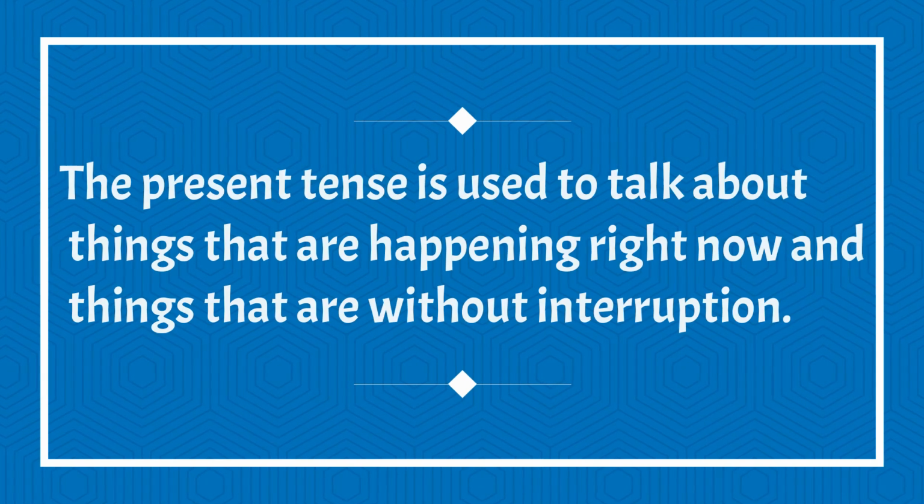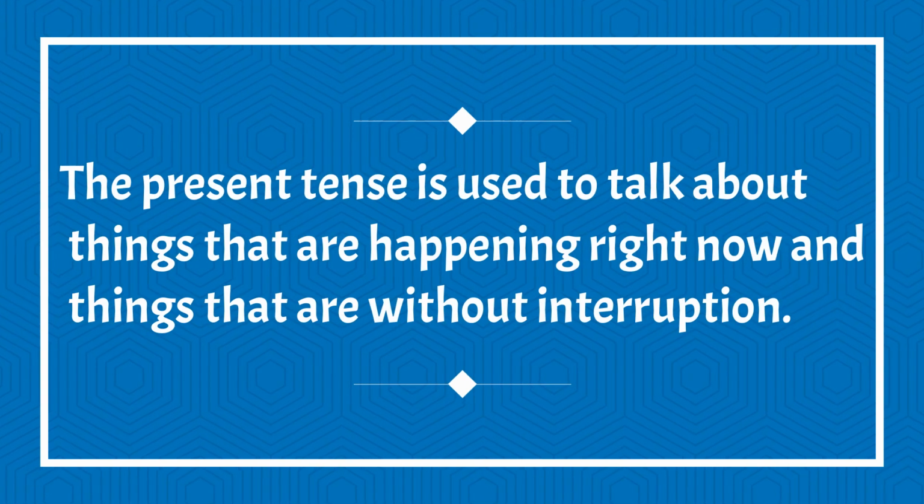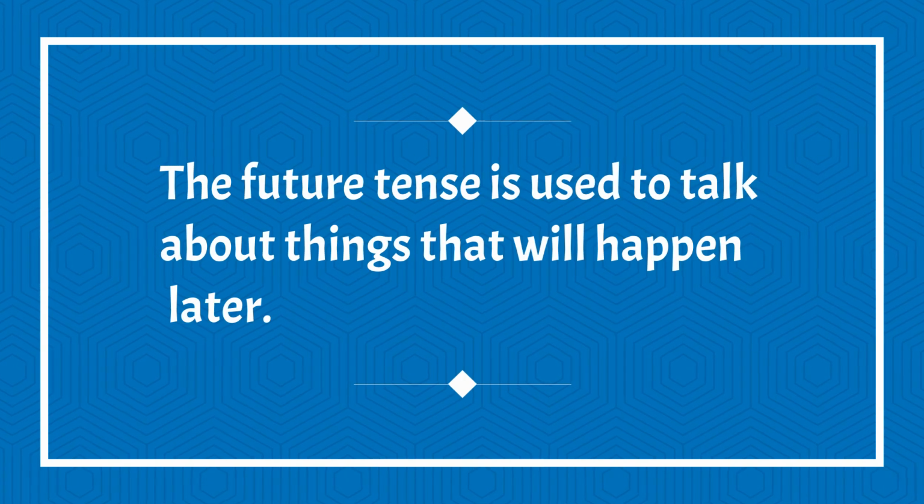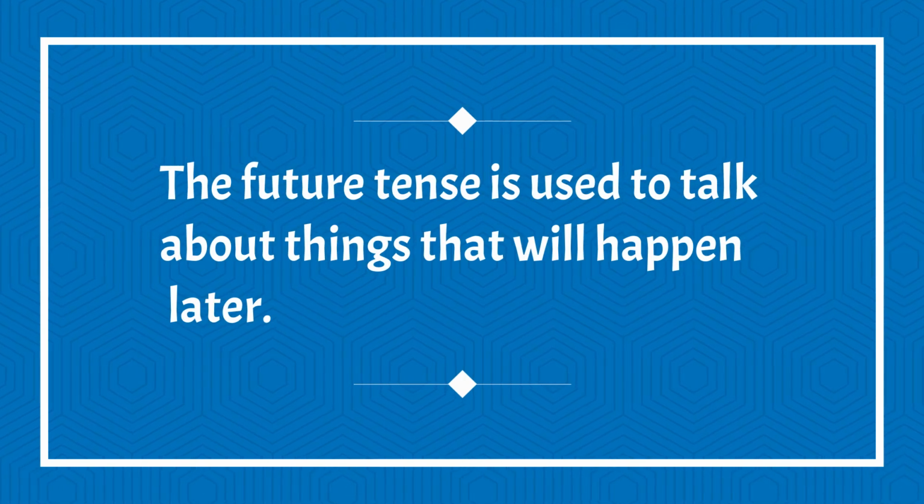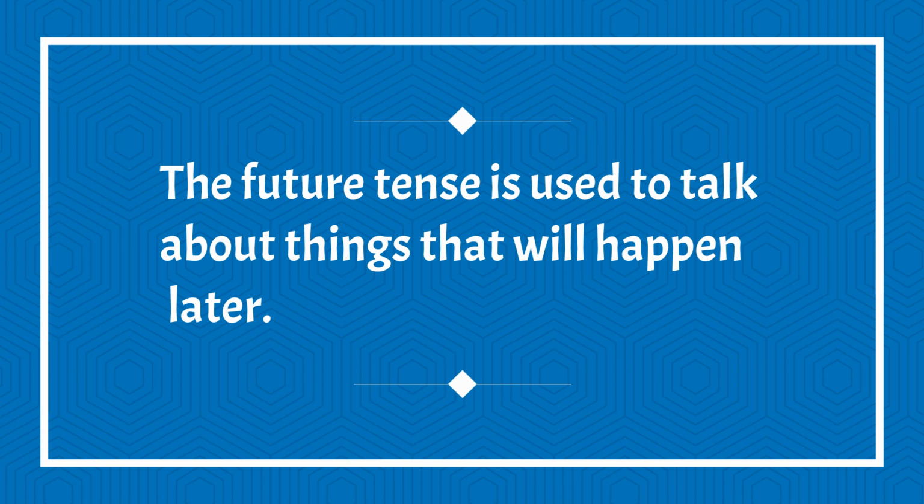Number 2, present tense. The present tense is used to talk about things that are happening right now and things that are without interruption, something which is happening right now, at this point of time, at this moment. This is present tense. What is future tense? The future tense is used to talk about things that will happen later, maybe tomorrow, maybe the day after tomorrow, maybe after 1 week, after a month, after 10 years. That describes the future tense.